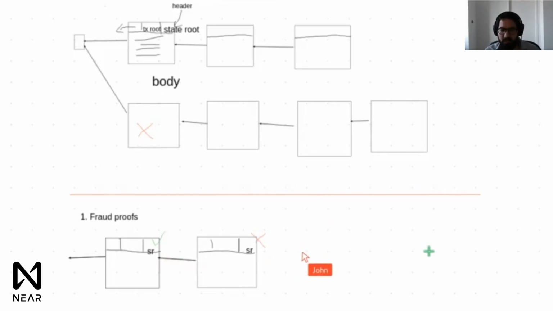By induction, this is sufficient because we always know the state root at the genesis block. So as long as you can show this for one step, then by induction you can do this anytime you want. So how would we do this?